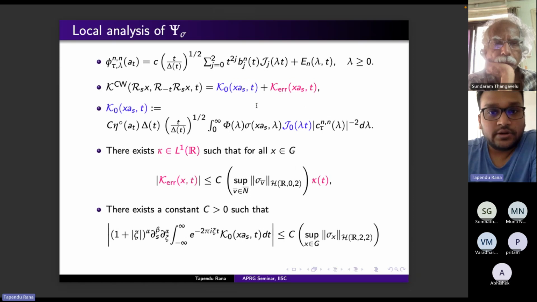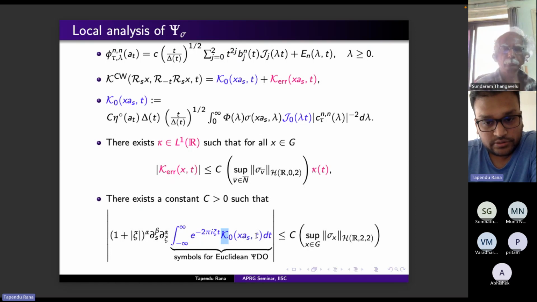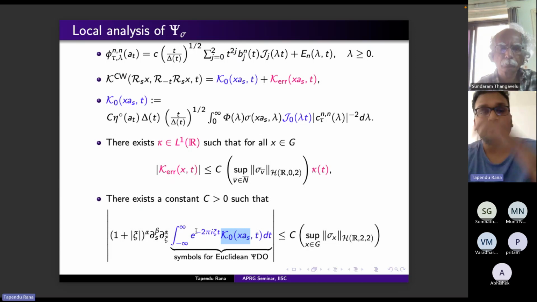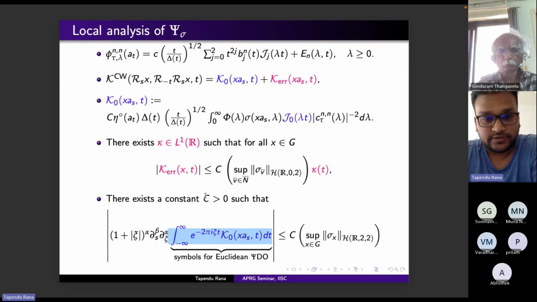Okay, and for that, what we did is that since we are in a Euclidean setting, we find out the Fourier transform of this variable k0 with respect to the t variable. So see here we're integrating e to the minus 2 pi i xi t against k0 x sat. So we're basically taking the Fourier transform of k0 x with respect to the t variable. And then we prove that this symbol, the symbol means this part, actually behaves like an S^0_{1,0} symbol class.